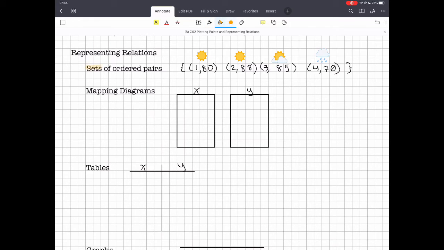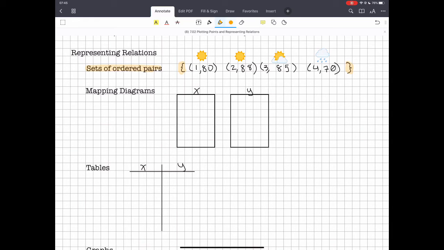So there's several different ways relationships could be represented. And the first way is as a set of ordered pairs. So I have 4 points here, 4 ordered pairs: (1, 80), (2, 88), (3, 85), and (4, 70). And what makes them a set are these symbols here, those curly brackets. Anything in between those means that it's a set or a collection.